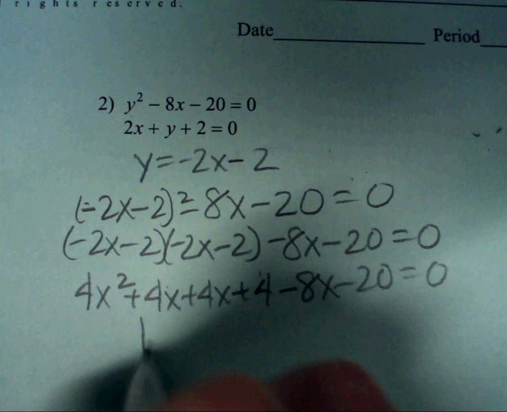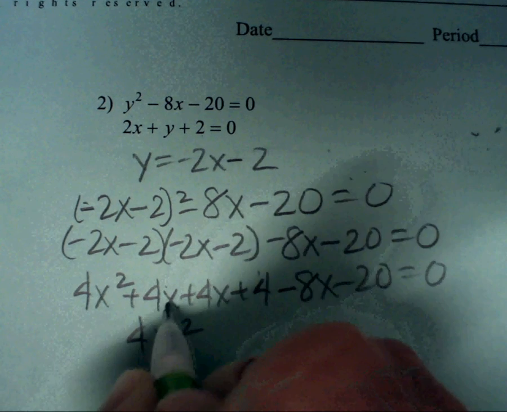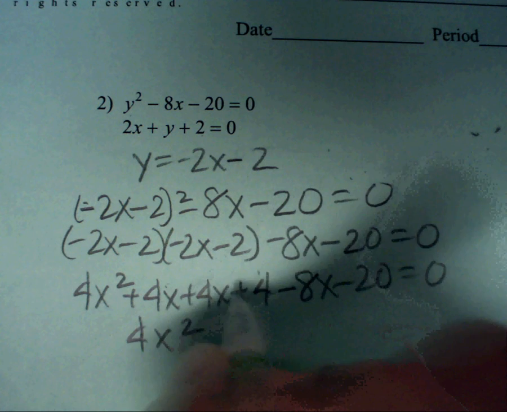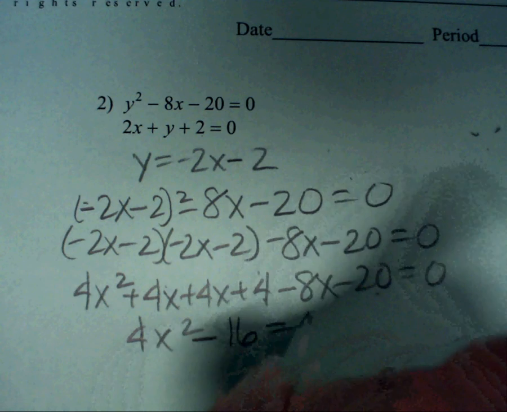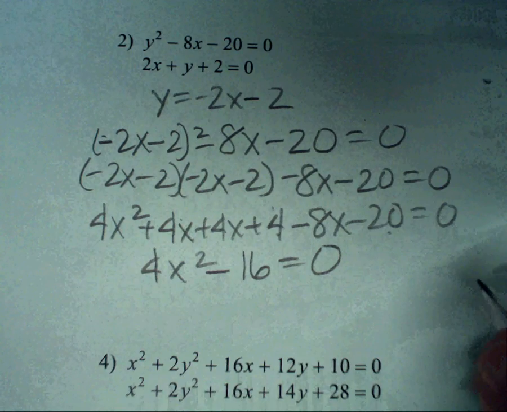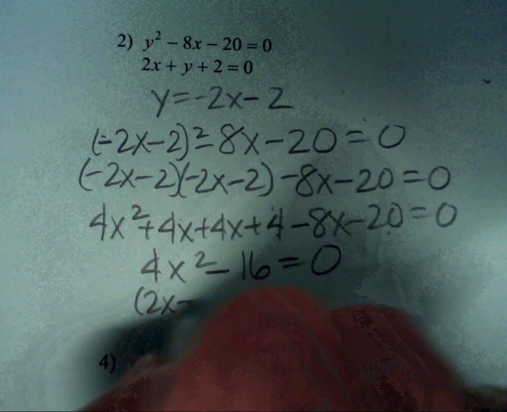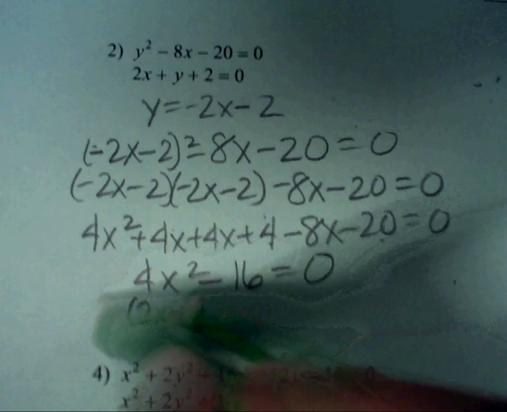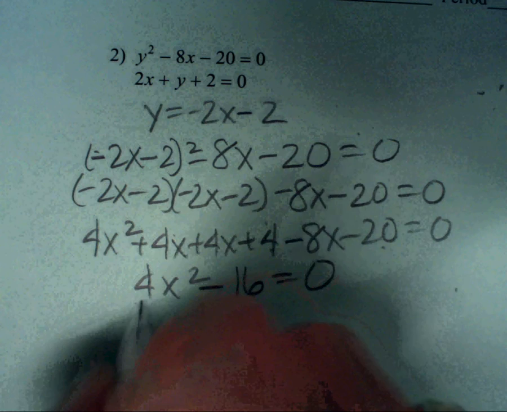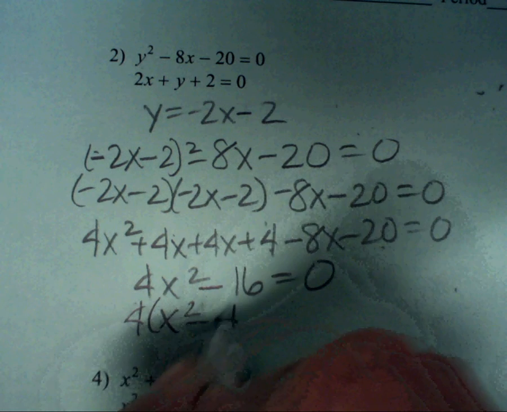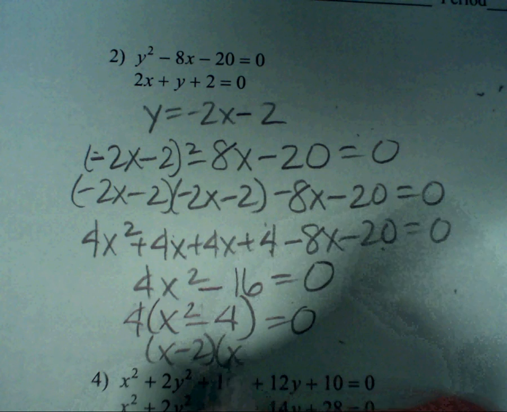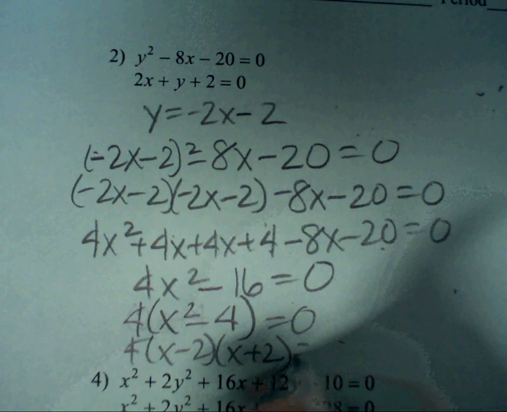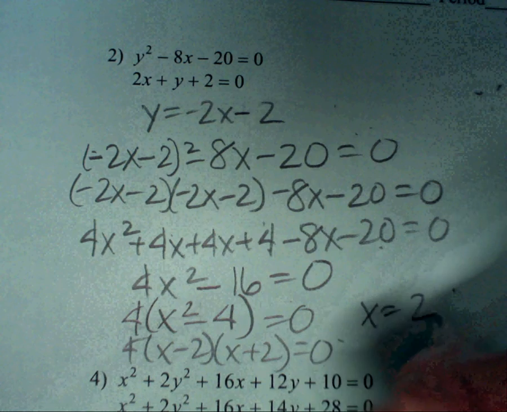So then combining like terms, this positive 8x and this 8x will cancel. 4 minus 20 is 16. And at that point, you can either solve for x or you can factor. I'm going to factor. There's a GCF. Okay, and then you have difference of perfect squares. So x is going to be positive 2 and x will be negative 2.